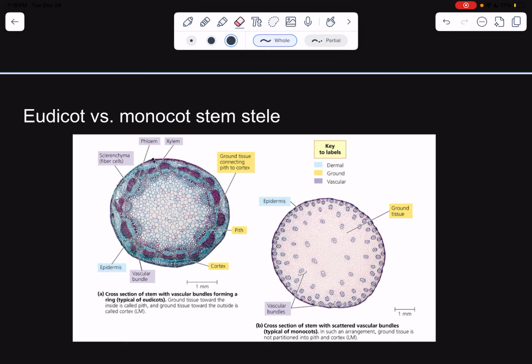Near the soil surface, in the transition zone between shoot and root, the bundled vascular arrangement of the stem converges with the solid vascular cylinder of the root. The vascular tissue of stems in most eudicot species consists of vascular bundles arranged in a ring. The xylem in each vascular bundle is adjacent to the pith, and the phloem in each bundle is adjacent to the cortex. In most monocot stems, the vascular bundles are scattered throughout the ground tissue rather than forming a ring.